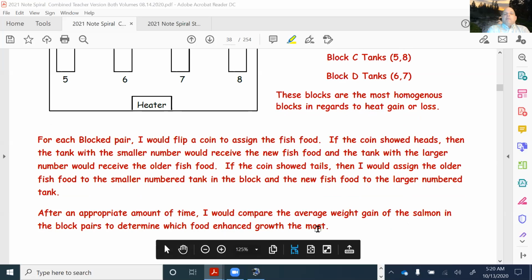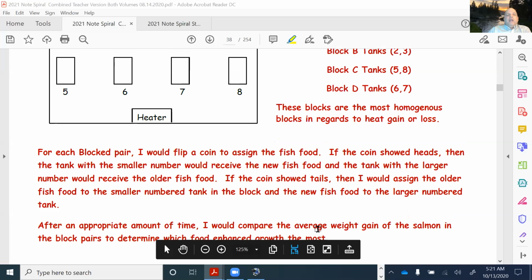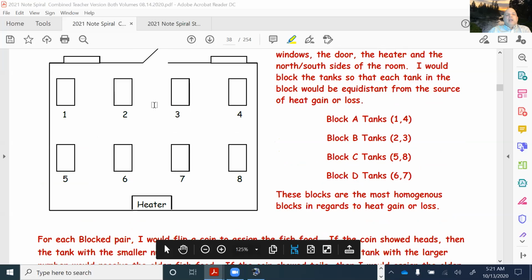So always we have to come back to comparing what we're measuring. In this case, our response variable was weight gain, so we need to come back and actually compare the weight gain. Our treatments, the food was one of the treatments. The other treatment, of course, were the blocks in this design. This is a fairly complex problem because we had a weird blocking design, basically we had a ton of blocks because we had a ton of different heat situations that we needed to address.